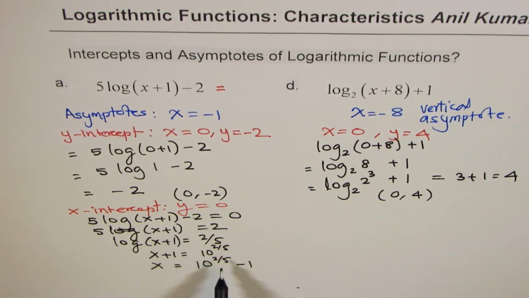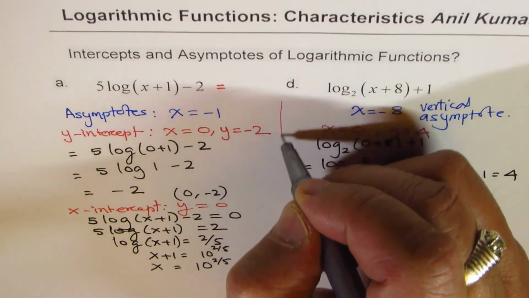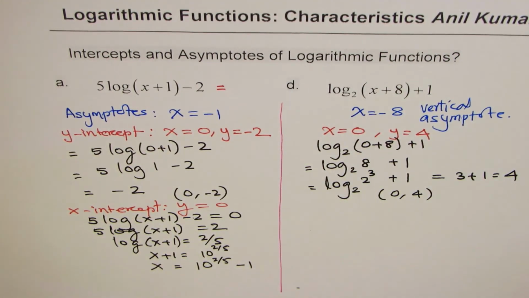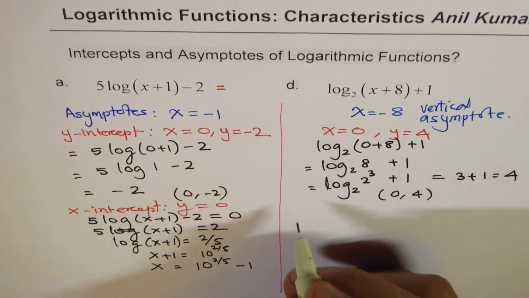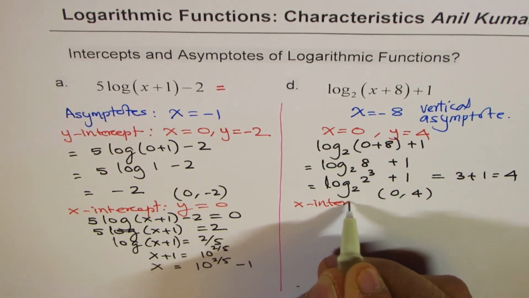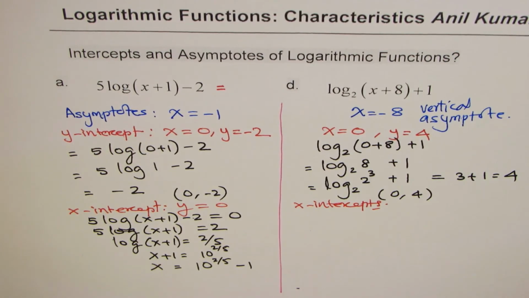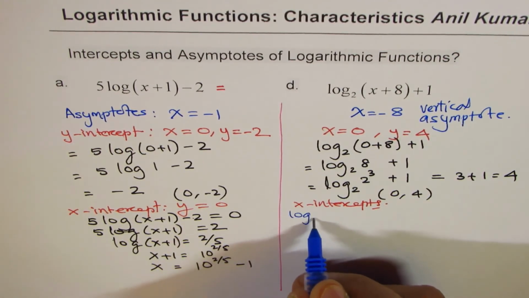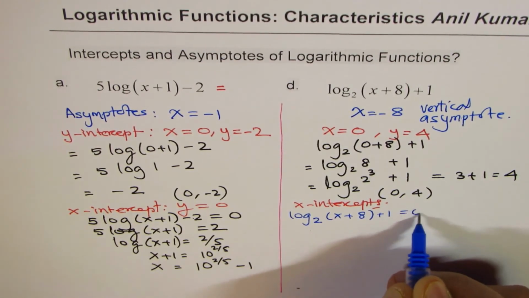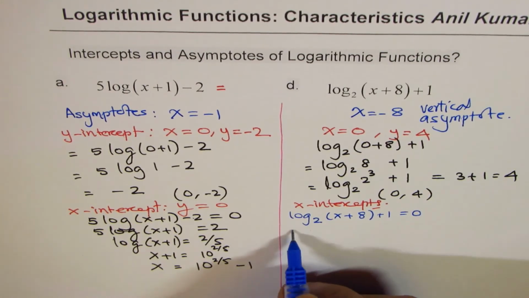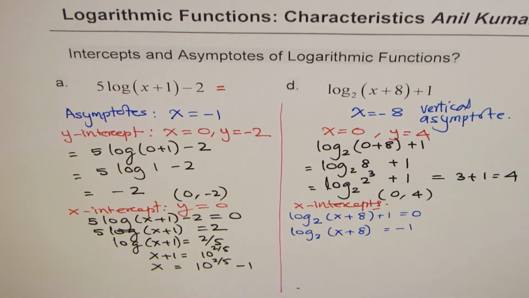So I hope you have understood these steps. We're going to repeat these steps for the second function. That will make it absolutely clear, okay? So let's do it again. Again, what we're doing here is trying to find x-intercepts, right? X-intercepts means y is 0. So let me rewrite the equation as log to the base 2 of x plus 8, plus 1 equals 0. So that gives us log to the base 2 of x plus 8 equals minus 1, right?